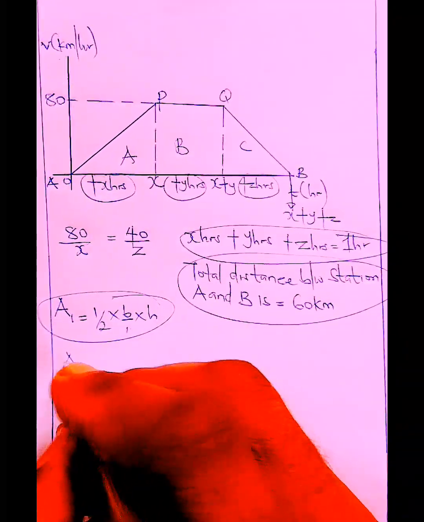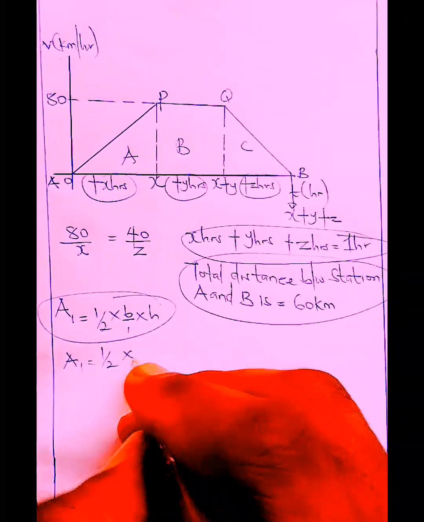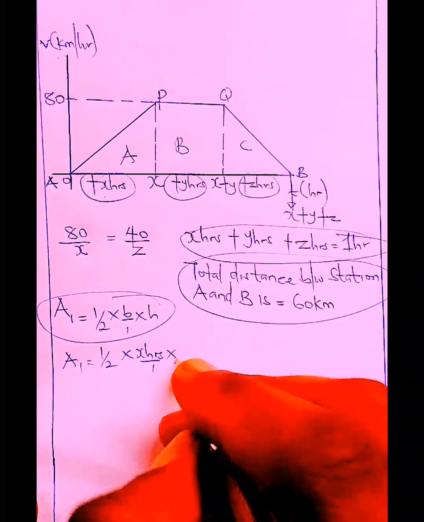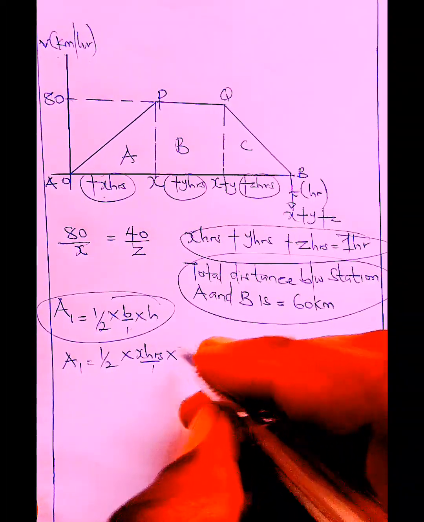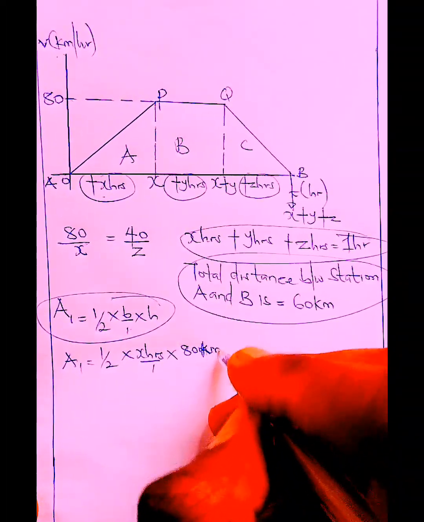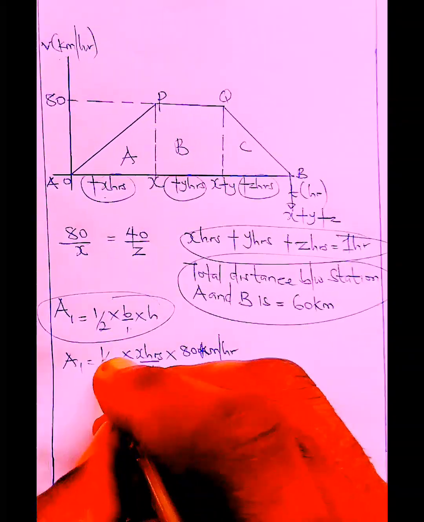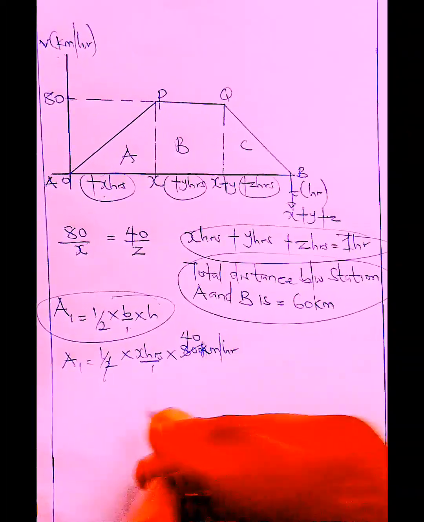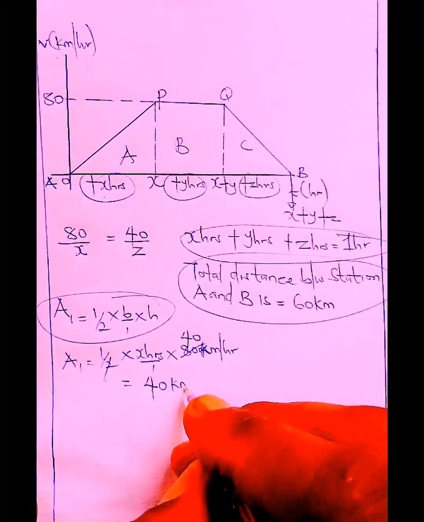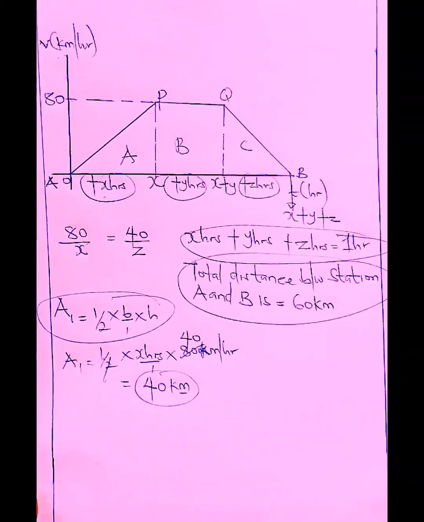So let's quickly solve that. Area 1 is half of the base. What's the base? The base is x hours. And the height? The height is 80 kilometer, I beg your pardon, 80 kilometer per hour. So half of 80 is 40. So what do we have for area 1? Area 1 is 40x kilometer. That's that for area 1.